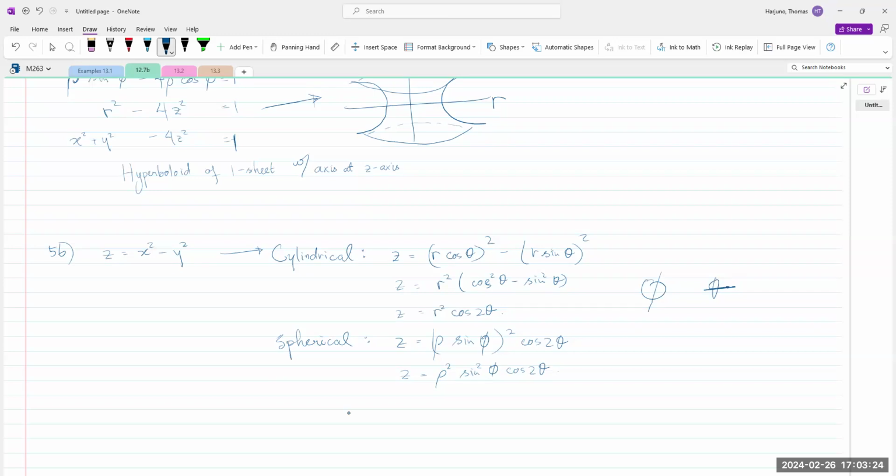Now suggested homework from here, 12.7. Remember, this is from your handout. Please try to do numbers 3 to 55. Just do the odd ones. That's for the end of 12.7.